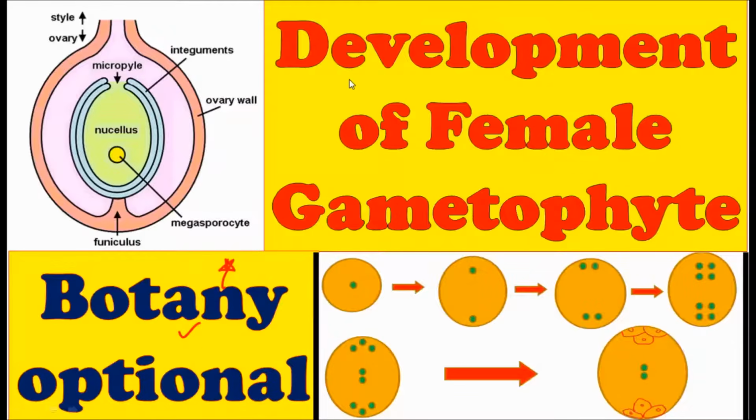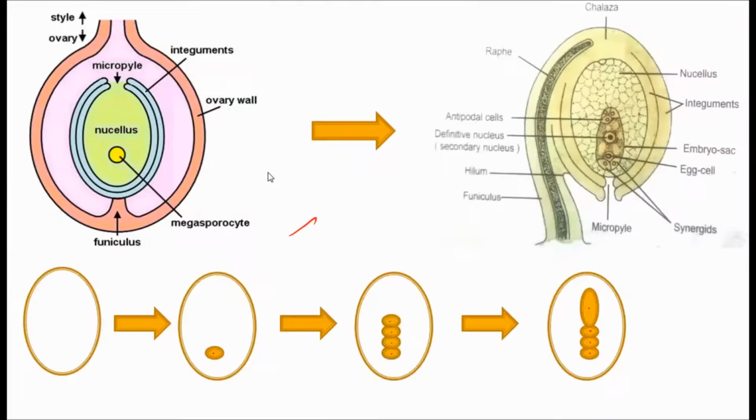In this video, we are going to see the development of female gametophyte. In the last lecture, we have seen the structure of ovule, and now in this video lecture, we are going to see how the female gametophyte develops inside the ovule. This topic has been given in your UPSC main syllabus in Paper 1 and Chapter 3. So let's get started.